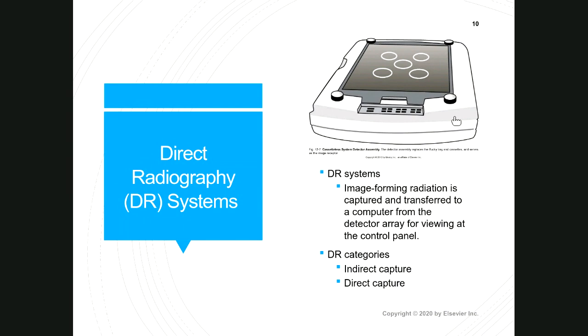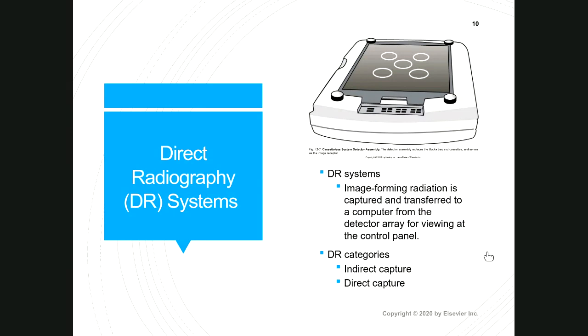Meaning, when you're utilizing the Bucky, it means that your part is above 10 centimeters in thickness, and your operating kVp is above 60. With direct radiography, we don't have a Bucky assembly, we have what's called a detector array, and that replaces the Bucky. So this is a picture of a detector array. With DR systems, you have image-forming radiation captured and transferred to the computer from this detector array for viewing at the control panel, and it's almost immediate.